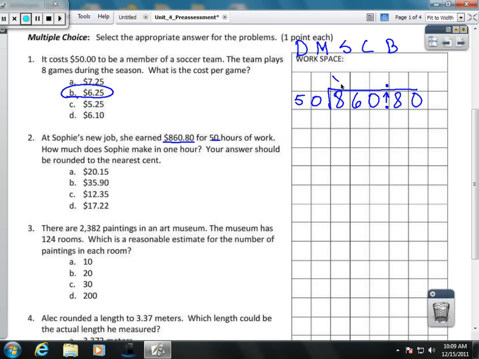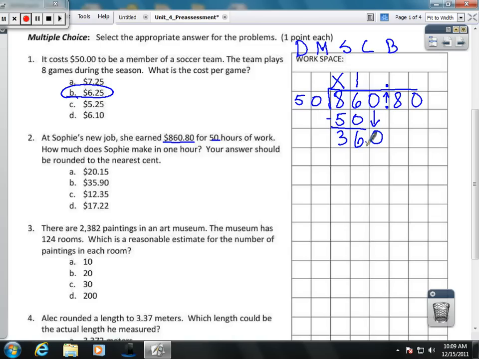50 goes into 8 0 times. I can't do it. 50 goes into 86 1 time. 1 times 50 is 50. There's my multiplication. Now I subtract. Let's see here. 6 minus 0 is 6. 8 minus 5 is 3. Is 36 less than 50? There's my comparing. So far, so good. And now I can bring down my 0.